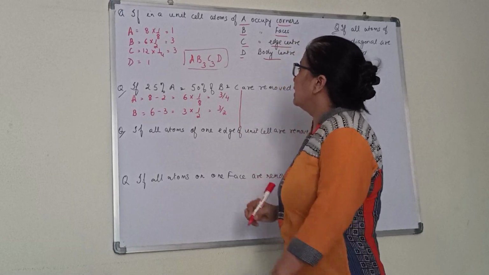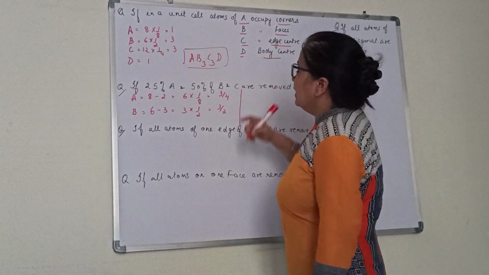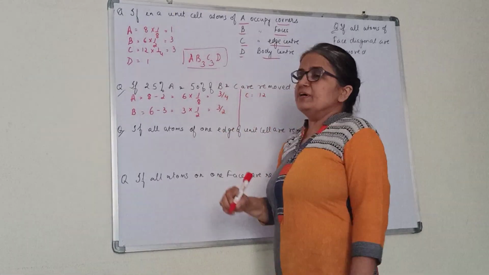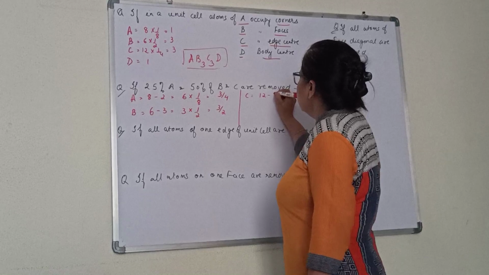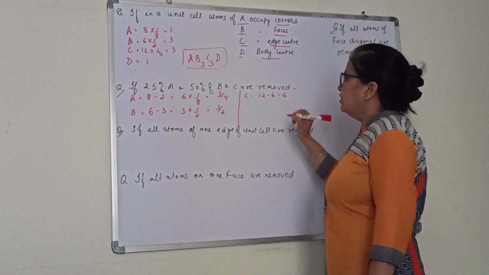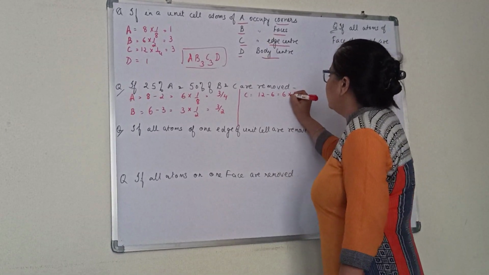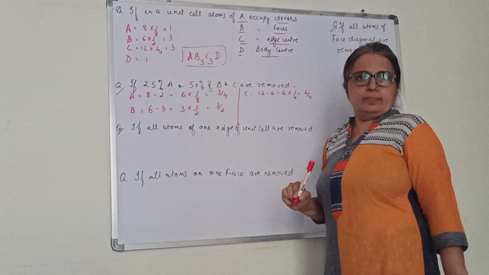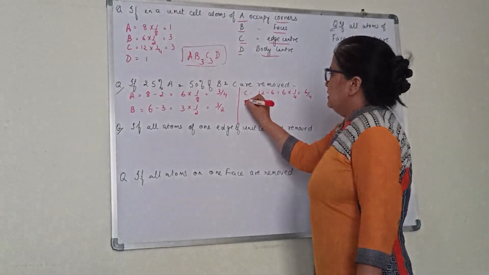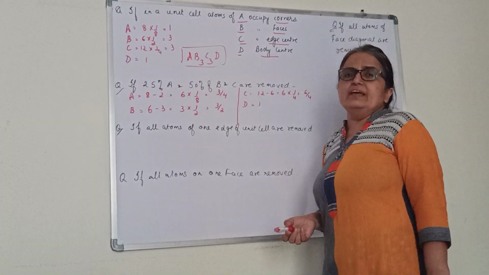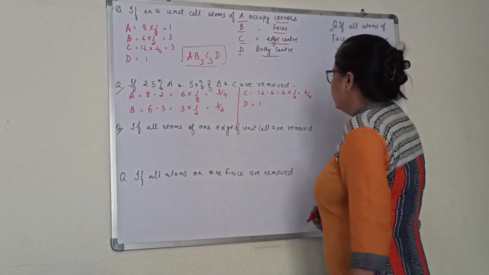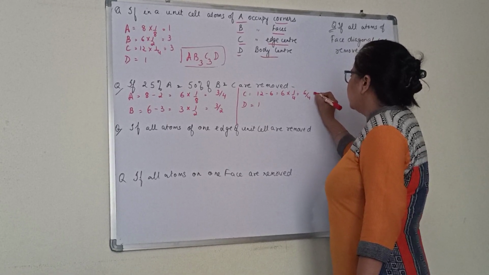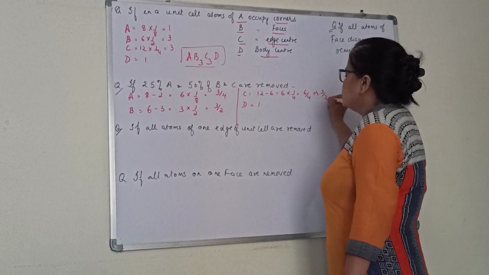Let us continue further. C is occupying edge centers. How many edges were there? 12. 50% is removed, means how much is removed? 6 is removed. How much is left over? 6. Each one is contributing 1 by 4. So you are having 6 by 4. Right? D, nothing is removed, so you have D as 1 only. Now we will write this down. We can simplify, this is 3 by 2. Now I will write.